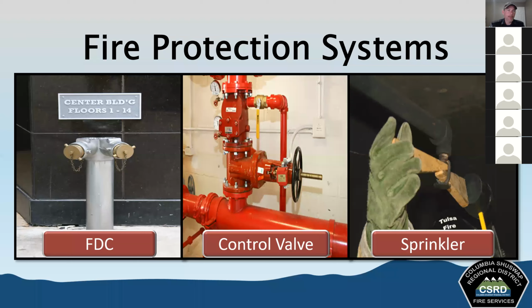Control valves. If we shut off a control valve, we can often stop the flow of water from activated sprinkler heads. And these are going to be located in mechanical rooms.